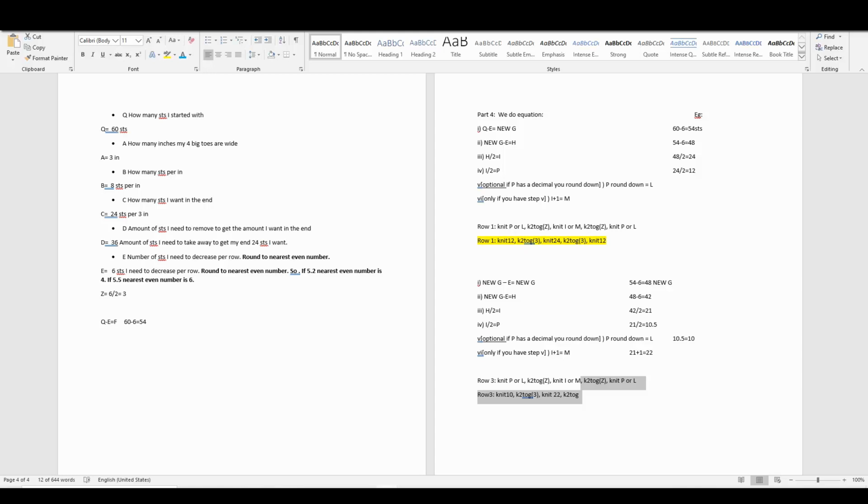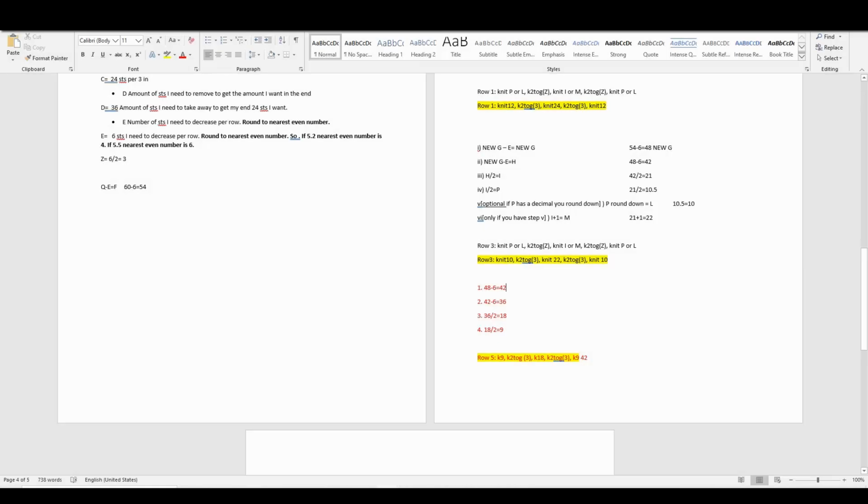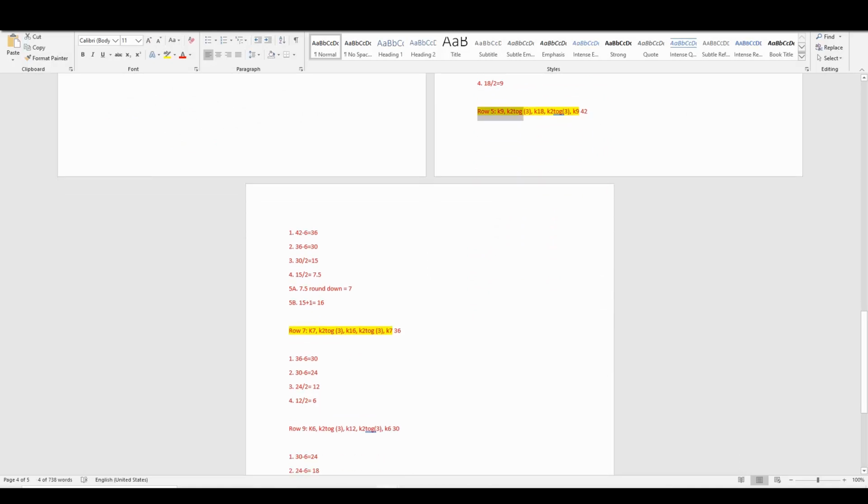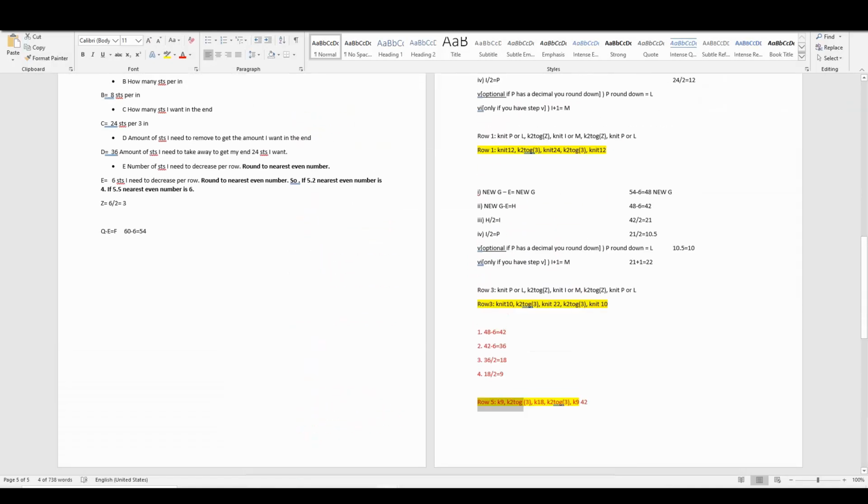Knit 2 together, Z, which is 3, and then knit P or L. L is 10. So that is the amount we're going to decrease for row 3. So we're going to apply the same thing to row 5, 7, 9, and 11. So now I've done rows 5, 7, 9, and 11. I'm going to show you what's going to happen.